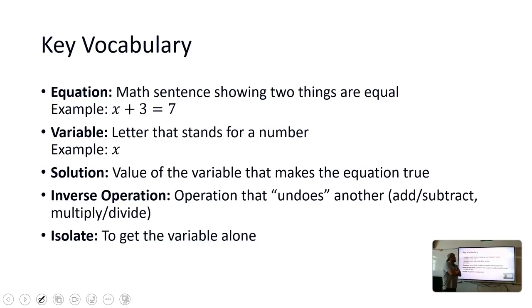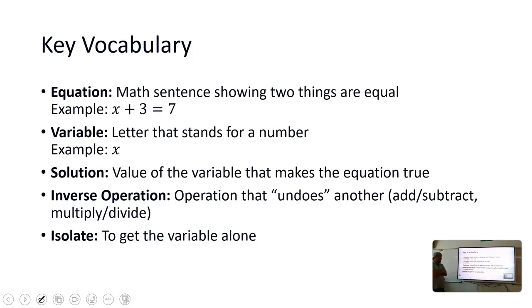Equations: that's a math sentence showing two things are equal. An example is x plus 3 equals 7. Just your basic equation. You've seen these for years and years. A variable is a letter that stands for or represents a number. So for example, x. You could use any letter you can think of. We typically use x, though, as the most common, but we'll use all sorts of letters to represent our variables.